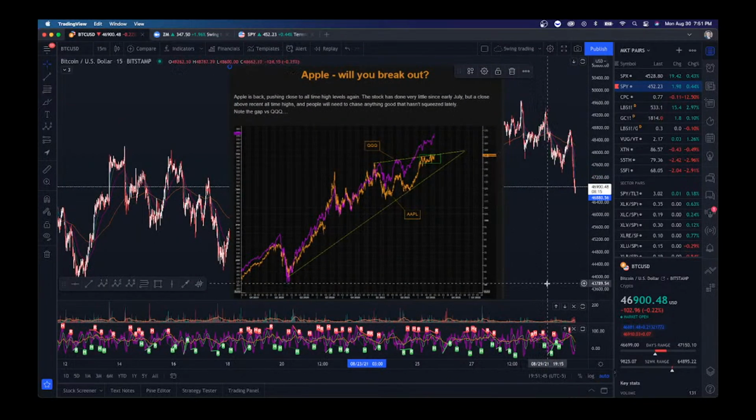Apple's pushing close to all-time highs again. The stock's done very little since early July, but a close above recent all-time highs, and people need to chase anything good that hasn't squeezed lately. Note the gap for QQQ.